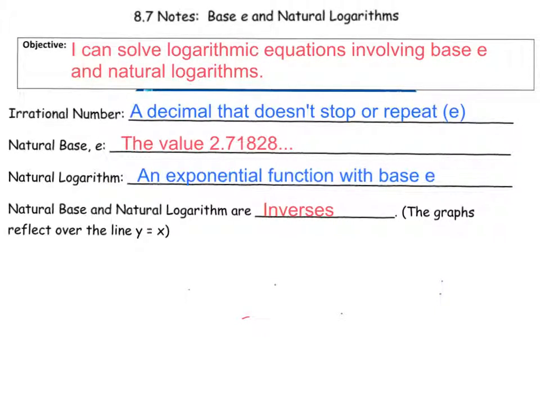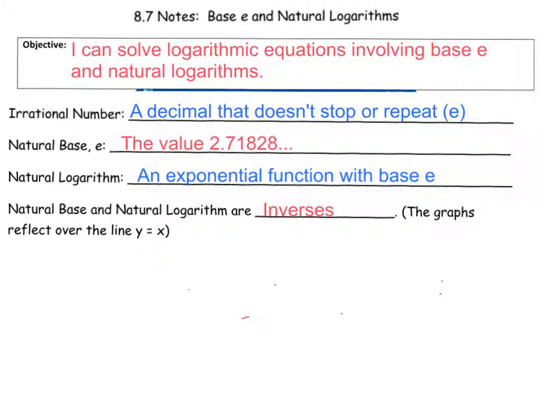This is section 8.7, base E and natural logarithms. Our objective today is I can solve logarithmic equations involving base E and natural logarithms. An irrational number is a decimal that doesn't stop or repeat. Today, the irrational number we're going to be talking about is E.